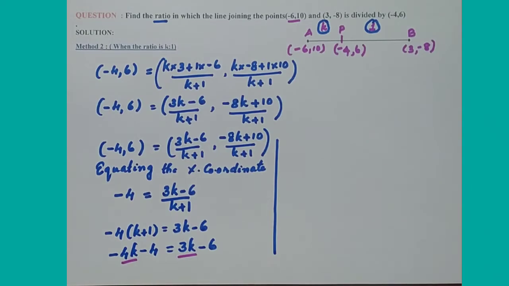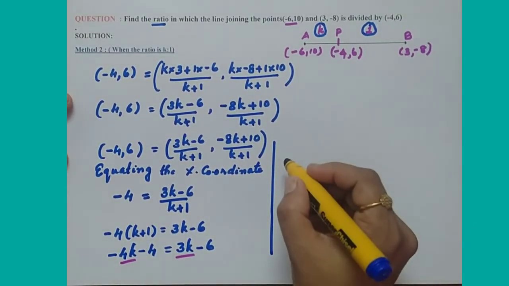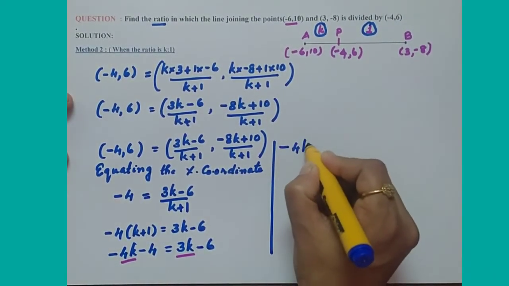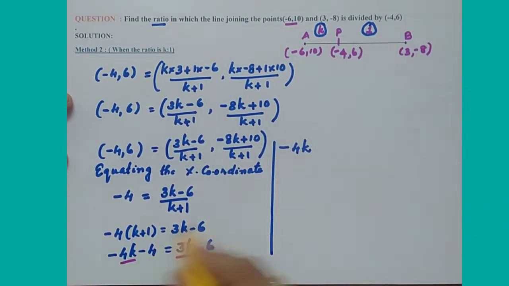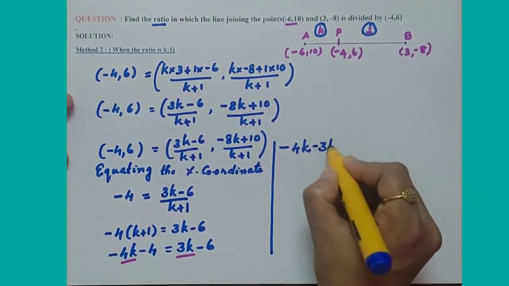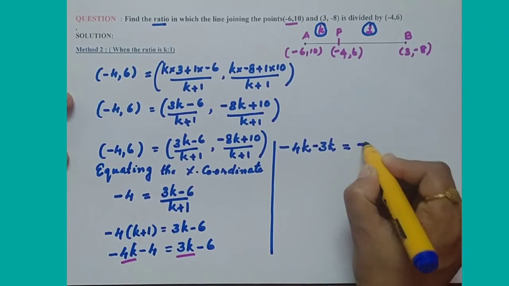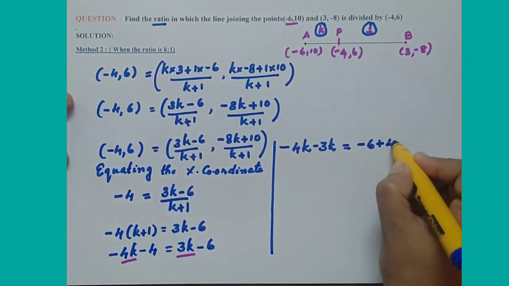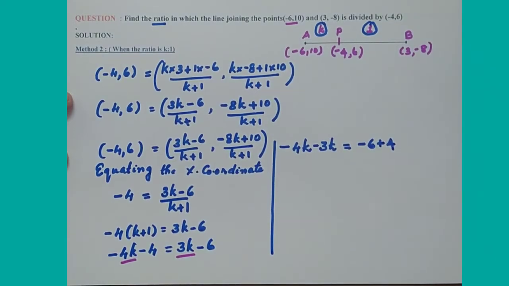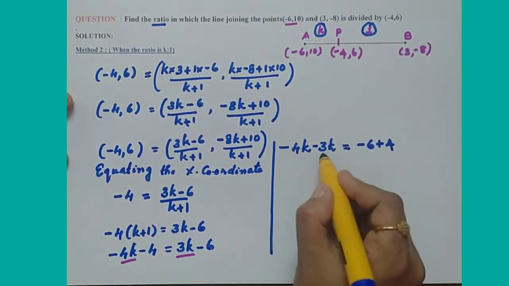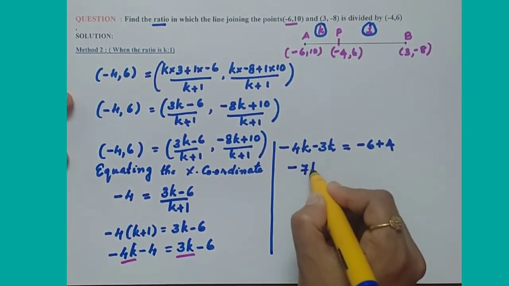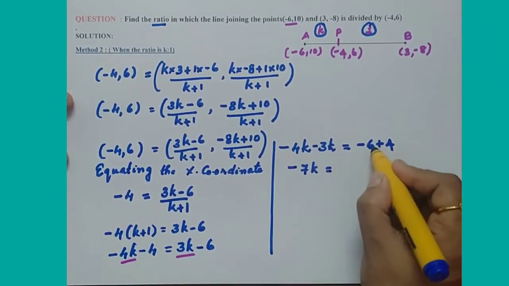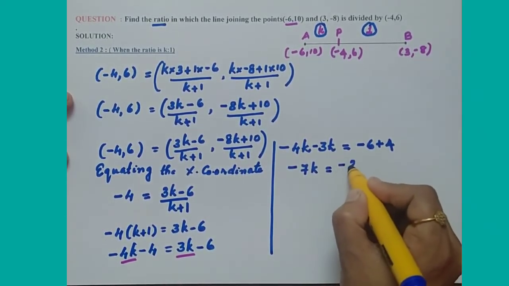Now I am going to bring the terms containing k to one side. -4k on the left side. This plus 3k comes to the left side, becomes -3k. Now your right side is -6, and -4 comes to the right side, becoming +4. Any doubt? So -4k -3k is -7k equals -6 plus 4 is -2.